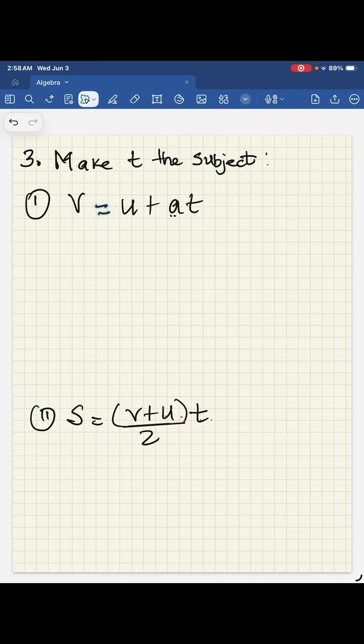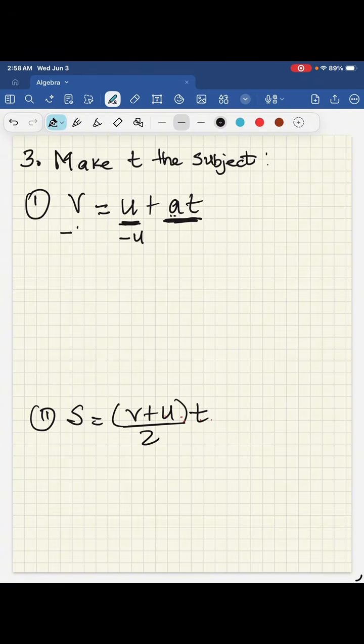Let's make t the subject in each of these relationships. So now, if you look at this term, it does not have t, this term does not have t, this one has. So the first thing is to separate the terms with t and those without. How do we do that? We minus u here and minus u here. This and this goes. So we have v minus u equals at.